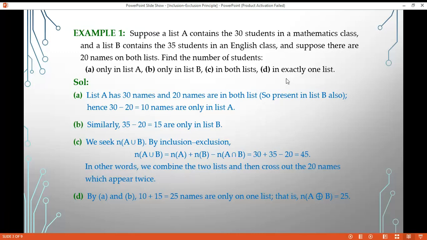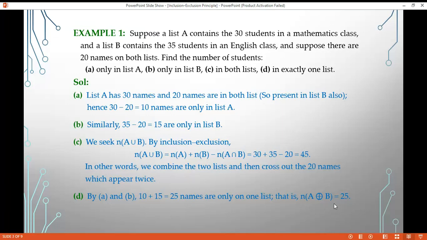So here we have to find the exactly in one list. How many students? 10 students in list A, 15 students in list B. So 10 plus 15, total we have 25 students who are only in one list, right? Maybe A or maybe B. So it is also called the number of A direct sum of B. So that is 25. Clear this is?